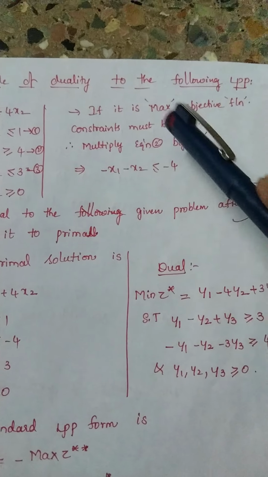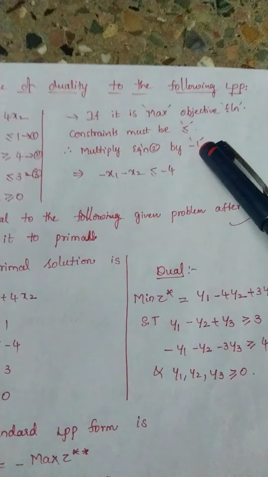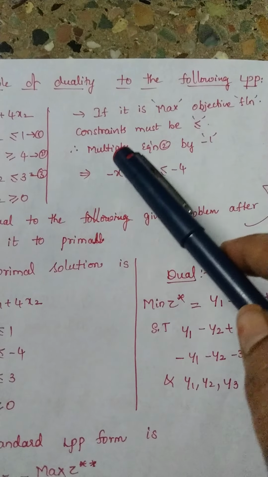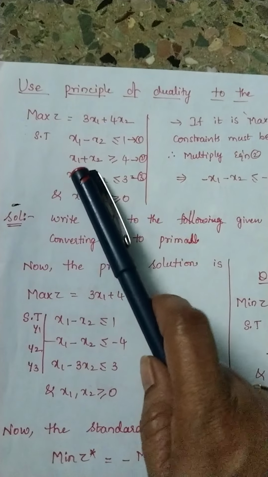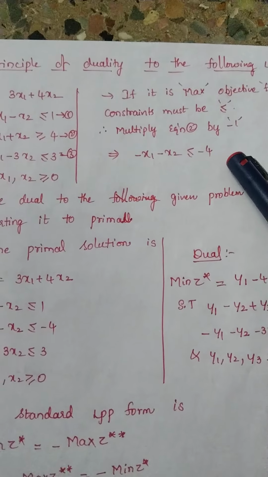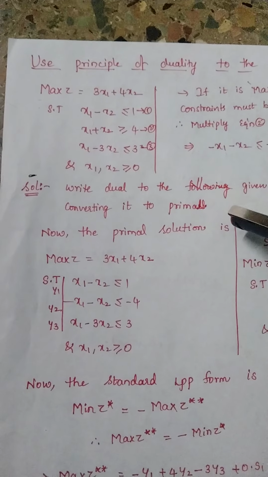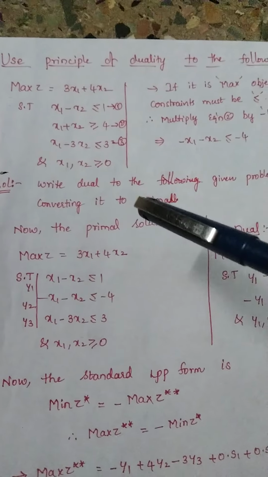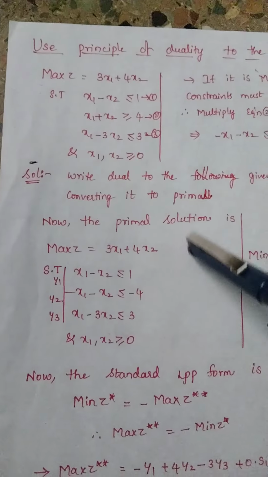It is a maximum objective function. All the constraints must have a less than or equal to sign. So multiply equation 2 by -1. See, it is minus x1 minus x2 less than or equal to -4, which I have written here. So now the given linear programming problem will become a primal problem. We are converting the primal to the dual. Okay, now the primal is this.